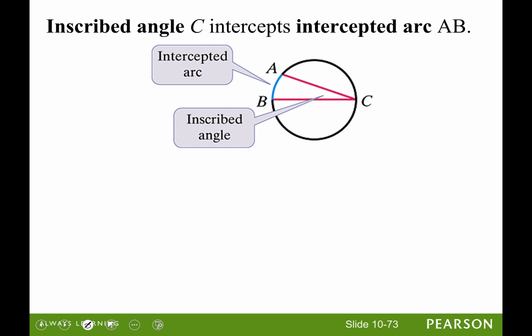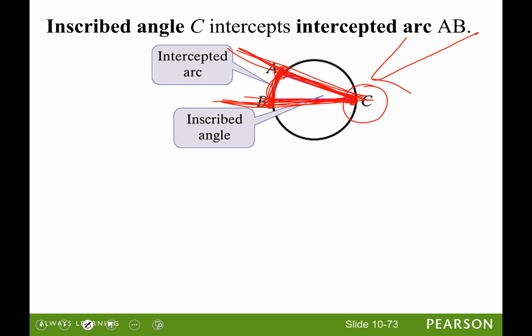Inscribed angle C intercepts arc AB. So look at this figure here, angle C right here. This is an inscribed angle, okay? The vertex is on the circle and both rays pass through the circle. Now think of intercepted. This inscribed angle intercepts the circle here and here. So this is called the intercepted arc. Two new terms from this slide: inscribed angle, like this one, contrary to central, and the intercepted arc.